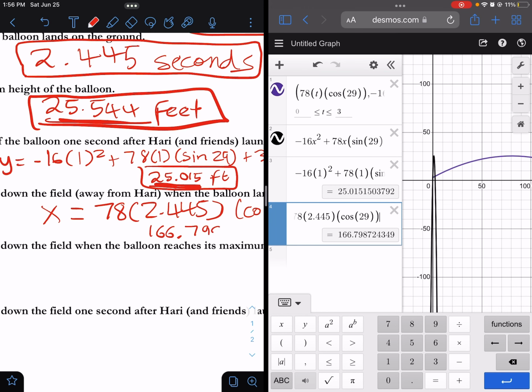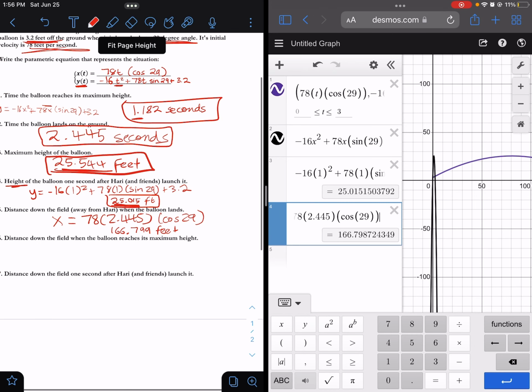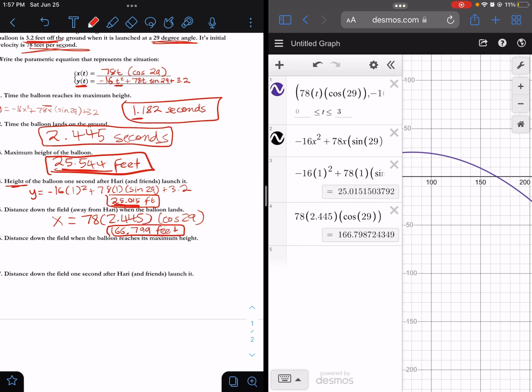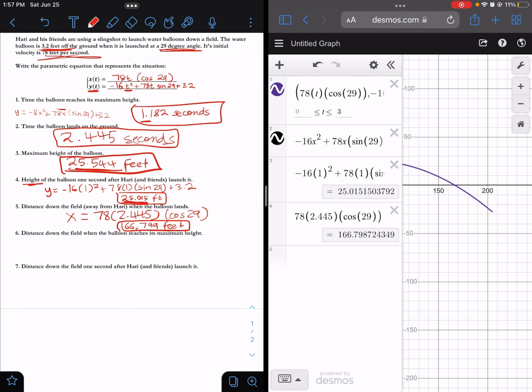Now let's see if it makes sense. 166.799 feet. So as we know, this is where it's going to land. And I would say that's close to 166 because it's between 150 and 200, and it's closer to 150, so 166.799 seems pretty accurate.